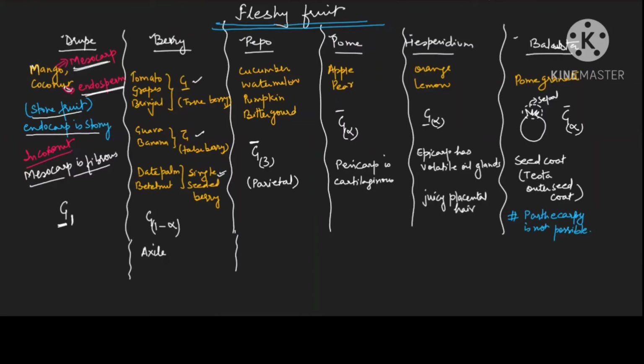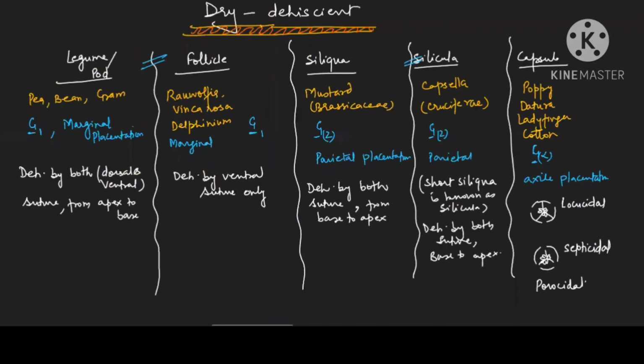Now let us go for the dry fruits. Now see, dry dehiscent fruits. The dry dehiscent fruits are legume, follicle, siliqua, silicula, and capsule. Okay, the presentation has been made already so that you can learn it easily. Now see these examples. For legume, examples are pea, bean, gram. For follicle, examples are Rauwolfia, Vinca rosea, and Delphinium. For siliqua, the example is mustard. For silicula, the example is Capsella. And for capsule, it is poppy, datura, ladyfinger, and cotton.